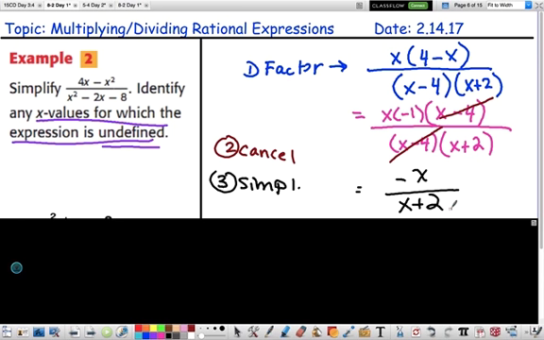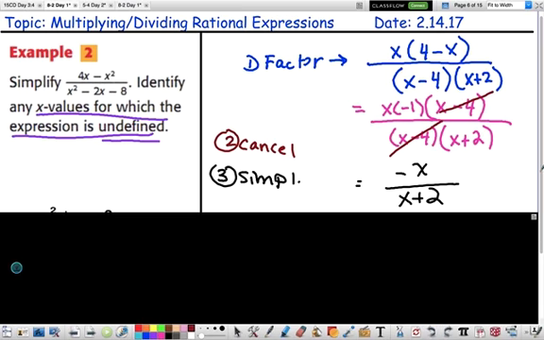There's one thing that I want you to mark also that you cannot do, that some of you are going to try to do. And I would mark this down. You cannot do this. You cannot cancel these x's. So you can't do that. If you're going to try and do that, that is wrong. You should mark it. You cannot do that.